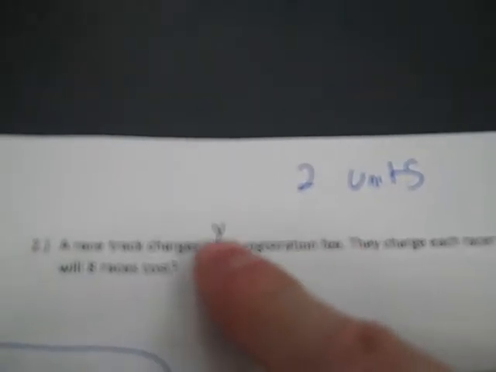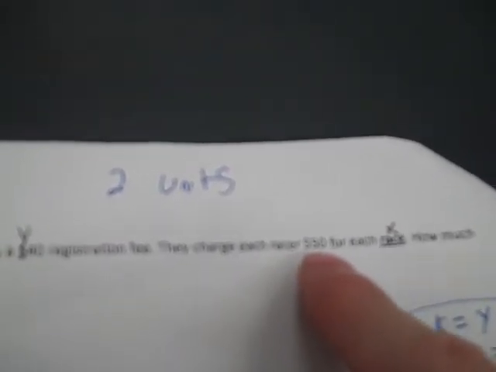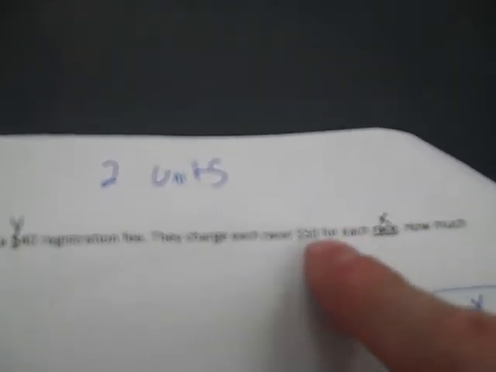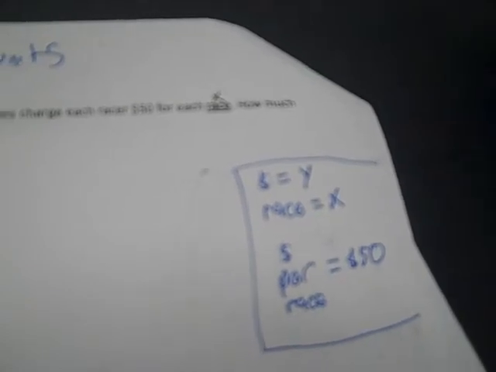Okay, remember, when I'm looking through the problem, I need a number that is dollars each race or per race. It could say each or per. They mean the same thing. Racetrack charges a $40 registration fee. There was no each or per there. They charge each racer $50 for each race. There's each, so that means per. So the dollars per race is 50.